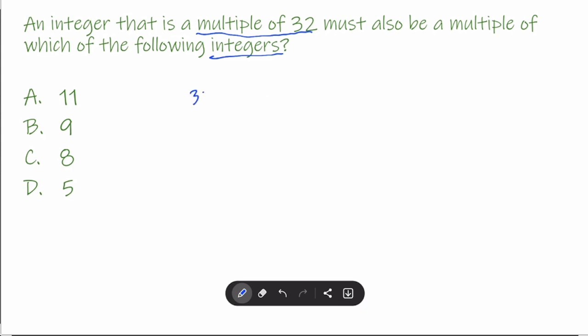So 32, if it says multiple, is just adding it by itself. 32 plus 32, or times 2, is 64. Then times it with 3. So it's 32 times 3, that's 96. Or just simply 64 plus 32. So it can just keep on adding itself to get all those multiples and so on. So those are the multiples of 32.